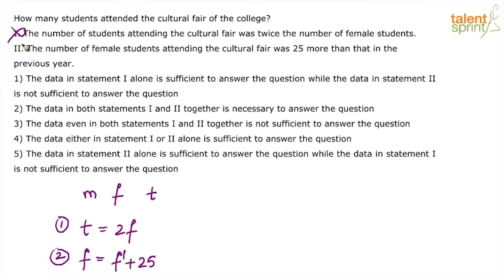Does this give us the answer? No. Even if we combine, will you get the answer? No, because even if you combine, how many variables do you have? 1, 2 and 3 variables. 3 variables in 2 equations cannot be solved. So even if the data is put together, we will not get the answer. The data in both statements 1 and 2 together is not sufficient to answer the question.